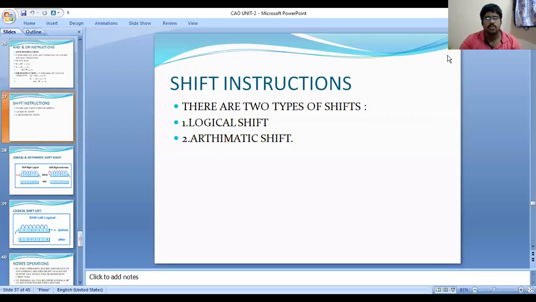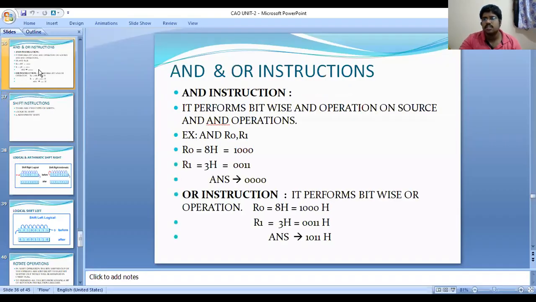Okay, so welcome to the 11th class of computer architecture and organization. In the previous class we discussed AND instructions and OR instructions. All the AND and OR instructions come under the category of logical instructions. Now in this class we are going to discuss different types of shift operations.